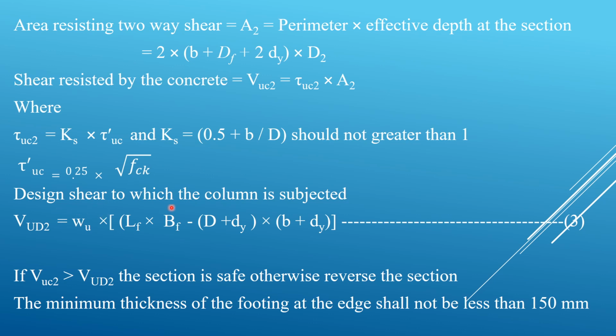The design shear to which the column is subjected, that is VUD2, is equal to W in the bracket LF into BF, that is the cross-sectional dimensions of the footing, minus the larger dimension of the column plus the effective depth along the y direction, into the smaller dimension of the column, that is B plus the effective depth along the y direction. If VUC2 is greater than VUD2, then the section is safe. Otherwise, revise the section. The minimum thickness of the footing at the edge shall not be less than 150 mm.